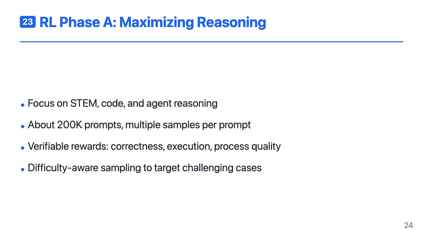The first RL phase is all about reasoning. The team trains on roughly 200,000 prompts that emphasize challenging STEM problems, code generation, and agent workflows. For math and science, they use verifiable rewards based on correctness and sometimes process quality. For code, they rely on execution-based rewards and style or efficiency checks. For agent scenarios, they combine task completion, interaction quality, and error recovery into composite rewards. The difficulty estimator helps them focus on prompts where exploration is most valuable, rather than wasting RL budget on trivial questions.